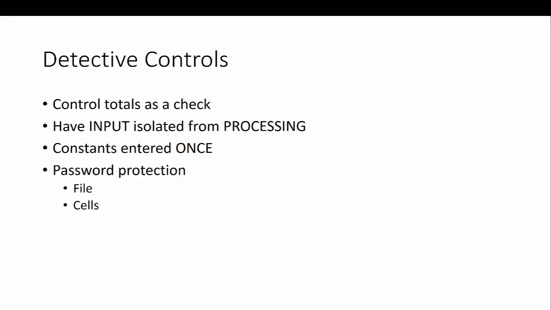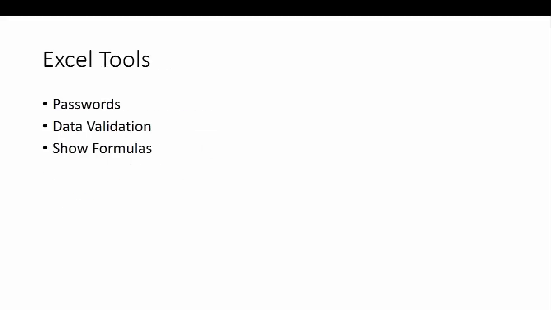Password protection is another way to make sure that your data is protected, and you can password protect the file itself, or you can pick which cells to protect inside the file. Excel has tools and functions that can assist in preparing a solid design approach to spreadsheets. Things like passwords and data validation can be very useful depending on your needs. I will go into more detail on some of these in other more detailed videos about how to use these in conjunction with preventive and detective controls.